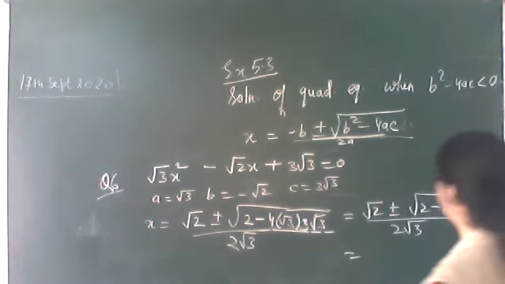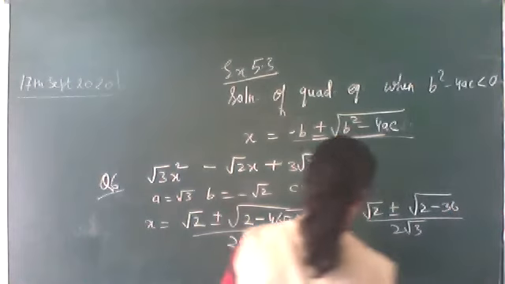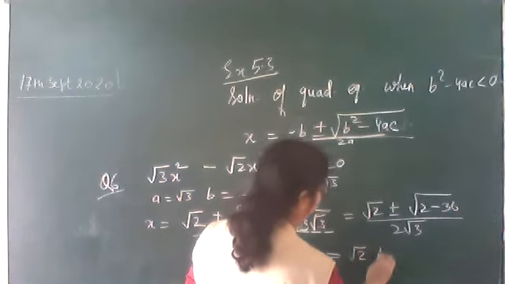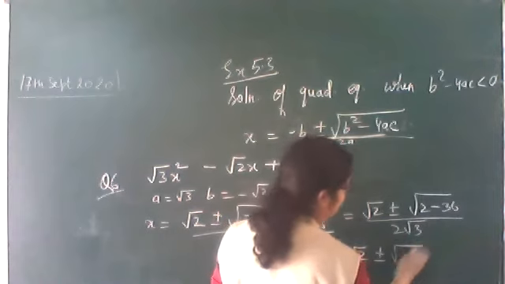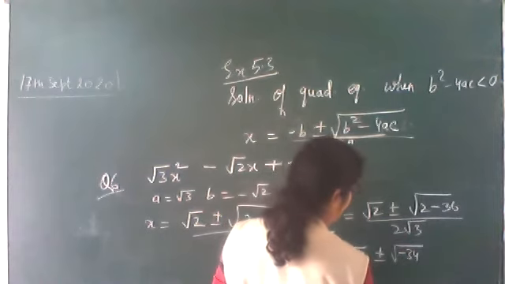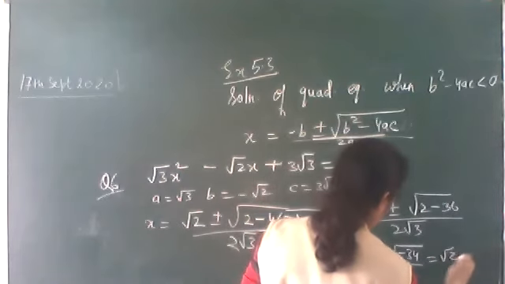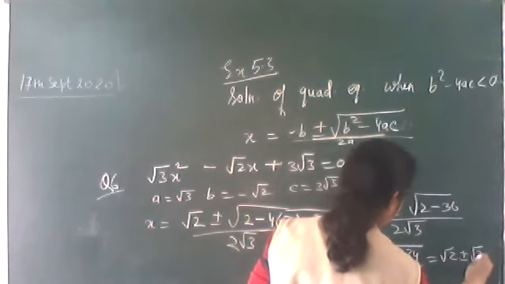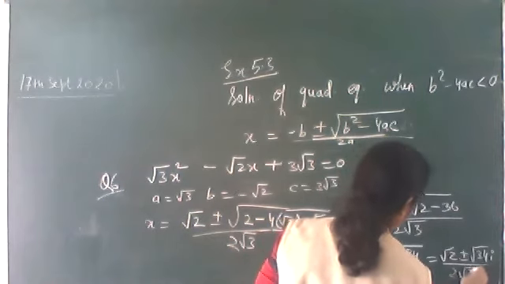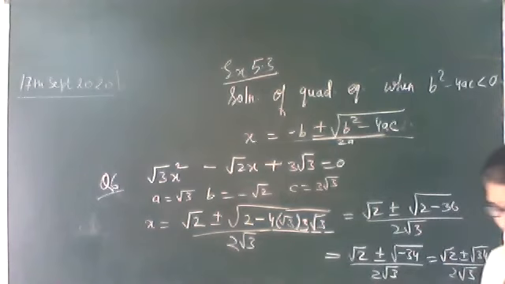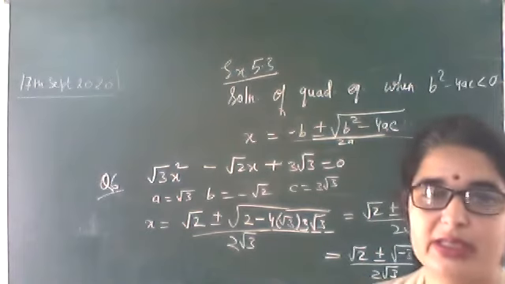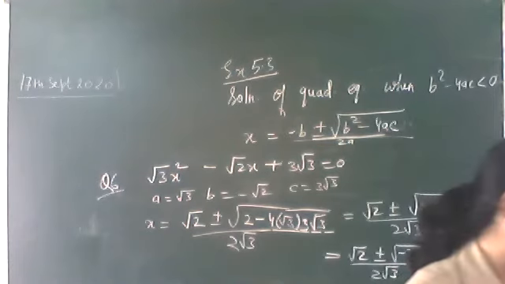That is equal to what? That is equal to root 2 plus minus root of 2 minus 36 is minus 34 upon 2 root 3, which is equal to root 2 plus minus root 34 iota upon 2 root 3. Root 34 iota upon 2 root 3. Clear? Is that clear, everyone? Question number 6. Now come to question number 7.